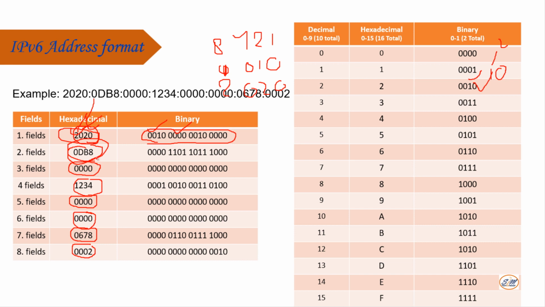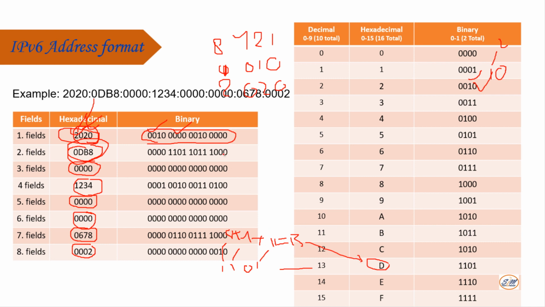On the second field we have 0db8. How do we write D in binary? Let's find D. D is here. It is 13. So 13 is 1, 0, 1, 1. This one is called 1 and 0 is 0. It is 4 and it is 8. 8 plus 4 is 12. 12 plus 1 is 13. So 13 provides a D. And it's the same for B.